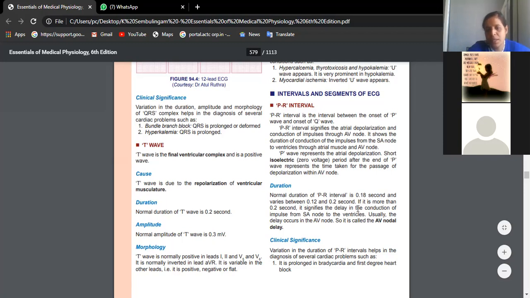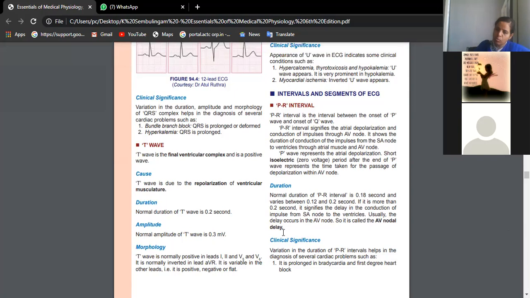It is nothing but delay in the conduction of impulse from SA node to the ventricles. Usually the delay occurs in AV node, so it is called AV nodal delay. I told you, from the AV node, the information is not moving to bundle of His, and further it is not moving to Purkinje fibers. That is AV nodal delay. Anyhow, this question will also come as an essay.